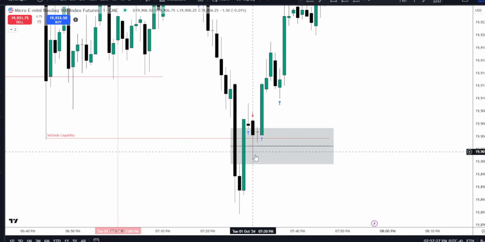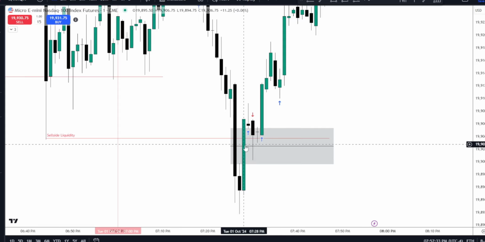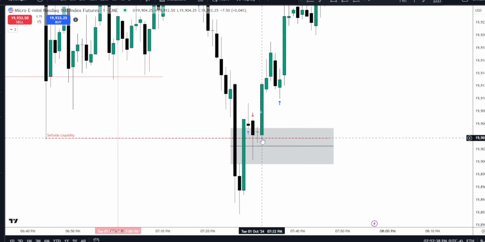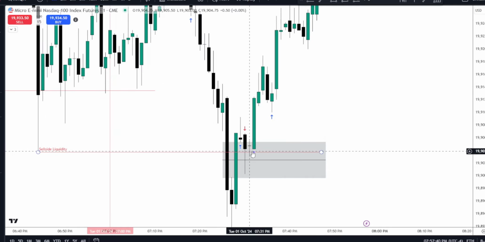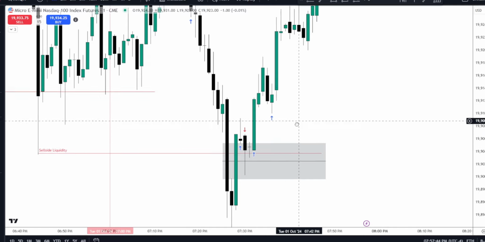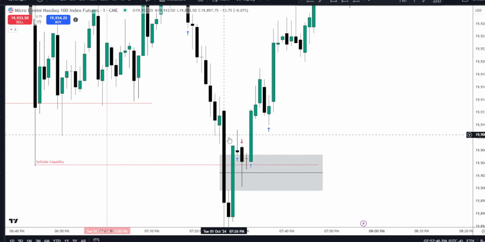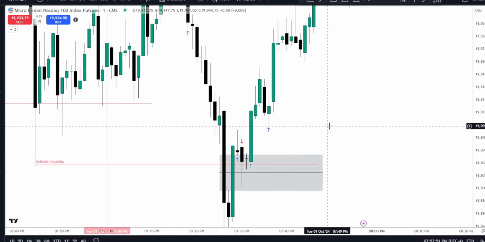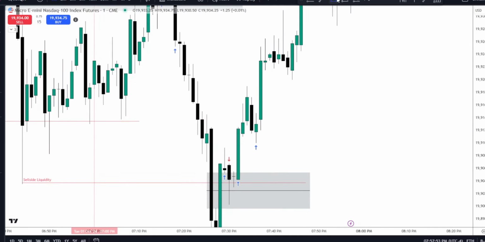We saw that we did not close above it. We had one wick, a turtle soup, in this candle right here, one wick into this fair value gap, and I waited to see what price would do. Entered right here. My very first entry was right here at this very thick candle right at the beginning of it. We took this trade. We officially had broken that inversion fair value gap, and we made another fair value gap.